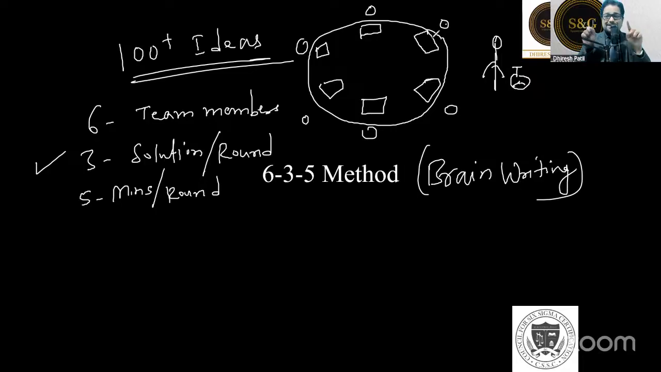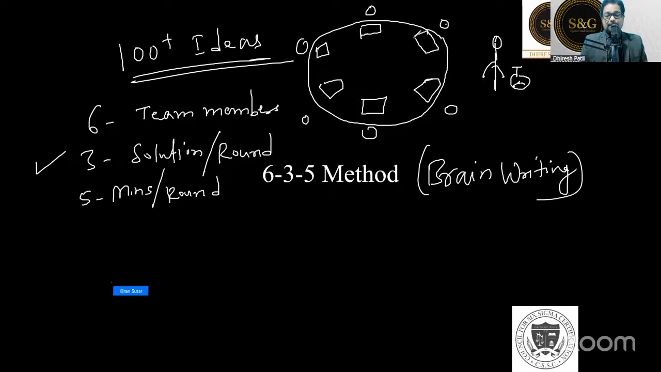Clear? Is everybody's setup clear for this? First round, the problem is there, and all 6 people start generating ideas. Once they generate 3 ideas each in 5 minutes, you have to stop. Clear? Till here, just give me yes in the chat box. Everybody with me? Yes, very good.